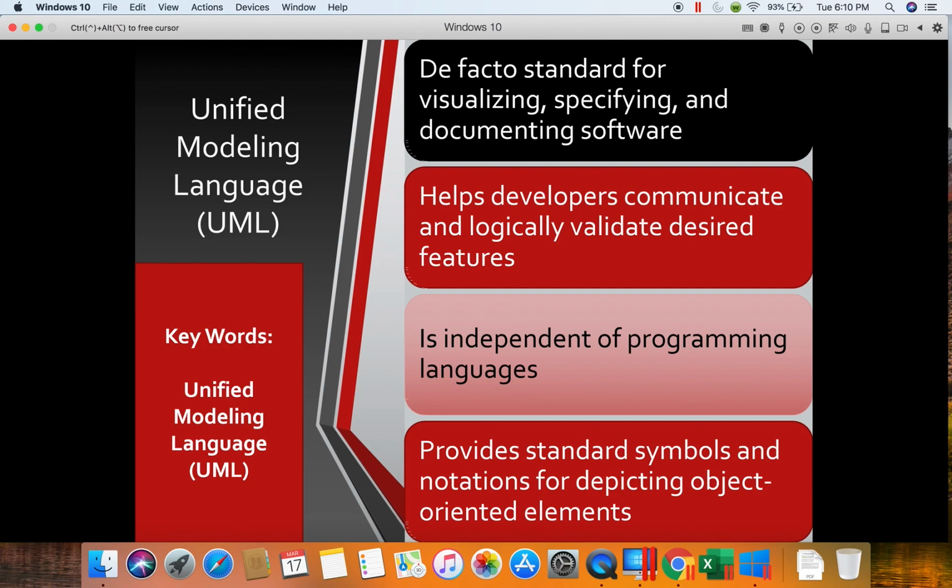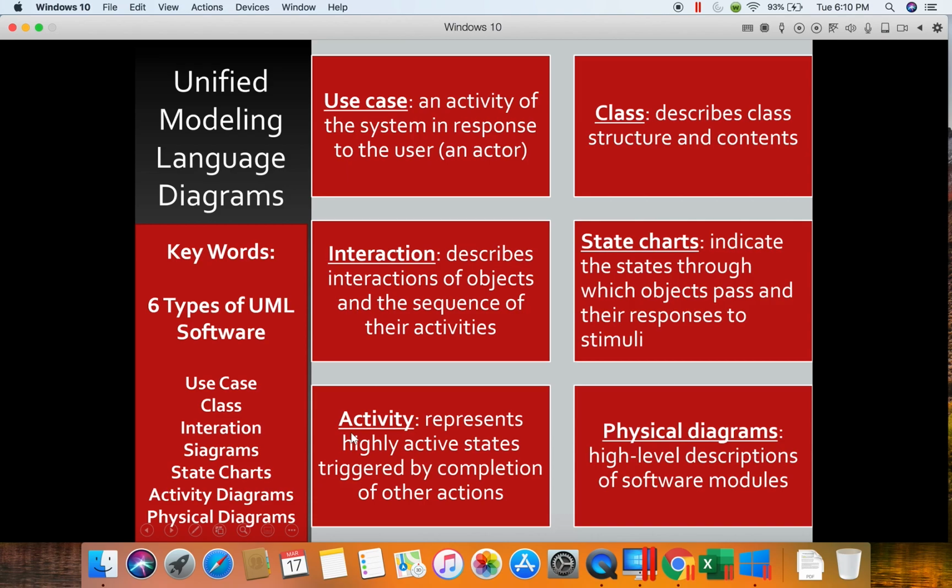Now, several diagramming sets were originally developed in the 70s, but by the late 90s, the UML became the de facto standard and is what is used by most organizations today. There are 6 types of UML diagrams. We have use case. A use case is an activity that the system executes in response to a user.